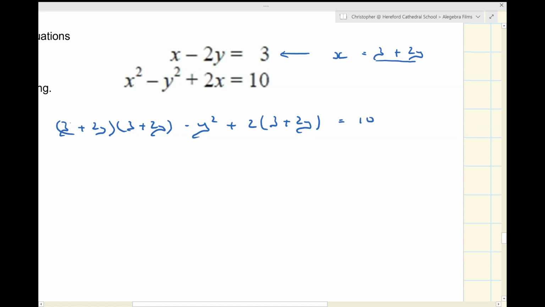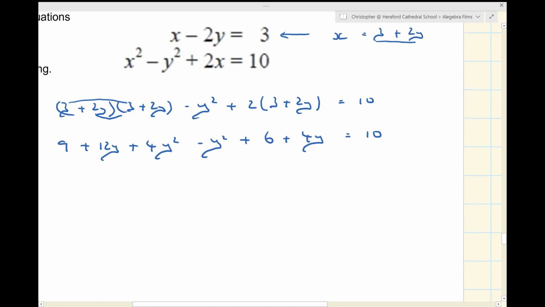Let's expand this bracket here. 3 times 3 is 9. 6 y's plus another 6 y's is 12y plus 4y squared. Copy down the rest. Minus y squared. Let's multiply this bracket. 2 3's is 6 plus 4y equals 10.